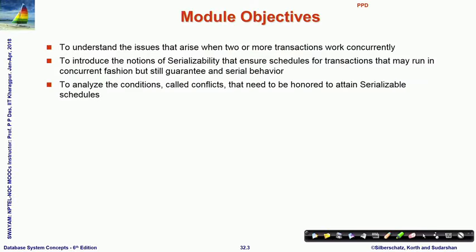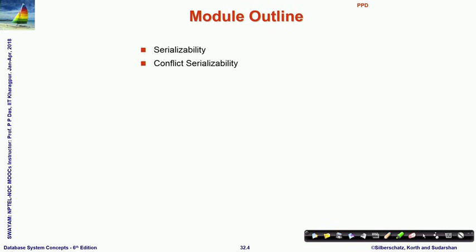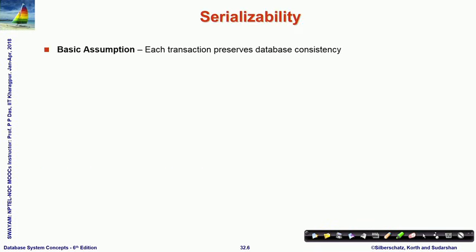So, we want to introduce the very basic concept of making sure that such concurrent execution schedules are acceptable, and those are the notions of serializability, and we will analyze different conditions called conflicts that need to be honored to attain the serializability of the schedules. So, serializability is the main topic to discuss.